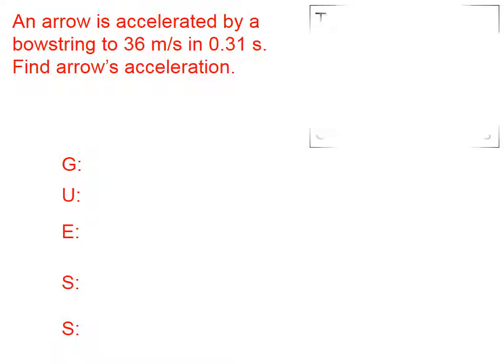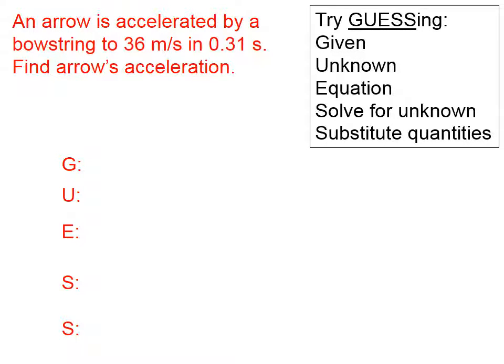So here's a problem that we need to solve, and we're going to solve it by guessing. Guess is an acronym where the G stands for the given variables, which are the variables that you know the quantity for. U stands for the unknown variable, which is what we're looking for. E stands for equation, which is the equation that relates the givens and the unknowns. The first S stands for solve the equation for the unknown quantity, and the second S stands for substitute quantities into that equation and solve your problem.